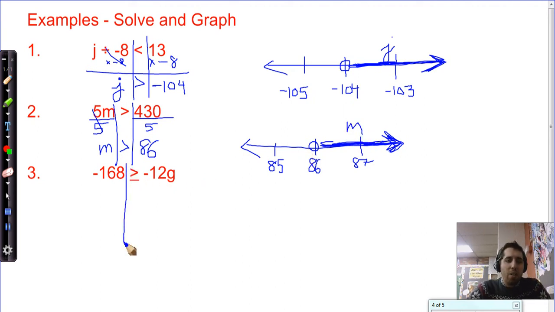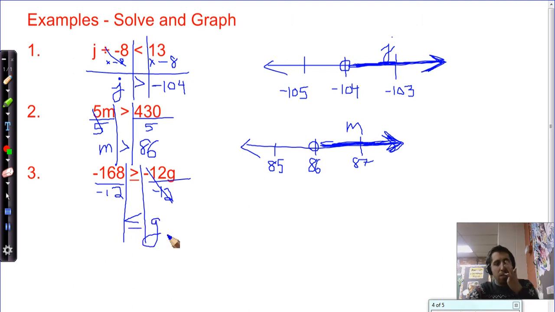Last one, draw the scales of injustice. We're going to divide both sides again to undo multiplication. Dividing both sides by a negative, though, will flip my sign. Instead of G being less than or equal to, G is now greater than or equal to. It's on the bigger side. It's getting eaten, as a lot of people like to think of it.